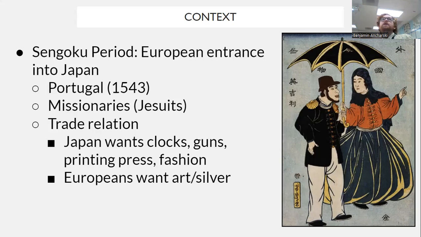But we are also going to see European interest in Japan. We have European desire for Japanese art. There are at this point weeaboos, basically. I'm just kidding. That's a joke. That's not a real thing.